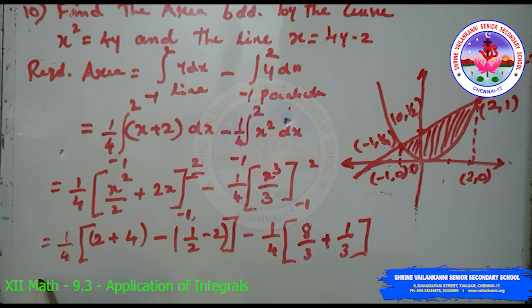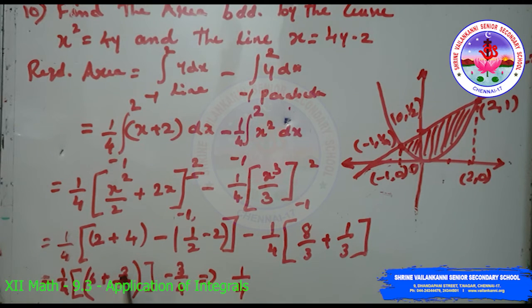So which is equal to 1 by 4 of 2 plus 4 is 6. 6 minus half minus 2. So taking LCM, 1 minus 4 by 2 minus 3 by 2, minus into minus, plus 3 by 2. So plus 3 by 2, minus 1 by 4 of 8 plus 1, 9 by 3. 9 by 3 is 3. So 1 by 4 into 3, so 3 by 4.